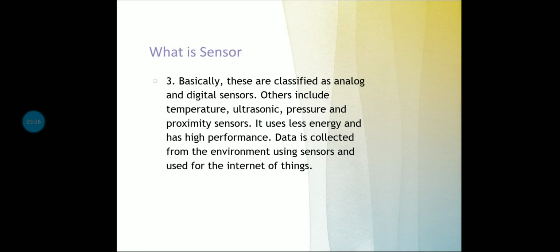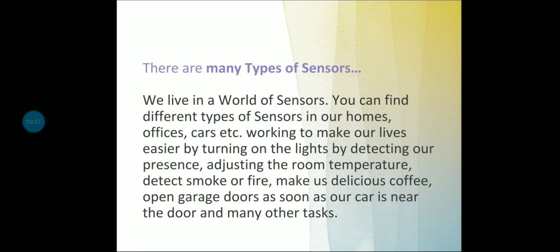Basically, these are classified as analog or digital sensors. We are going to be classifying this; I will show the slide next. Others include temperature, ultrasonic, pressure, proximity sensors. It uses less energy and gives high performance. Data is collected from the environment using the sensors and used for the Internet of Things.